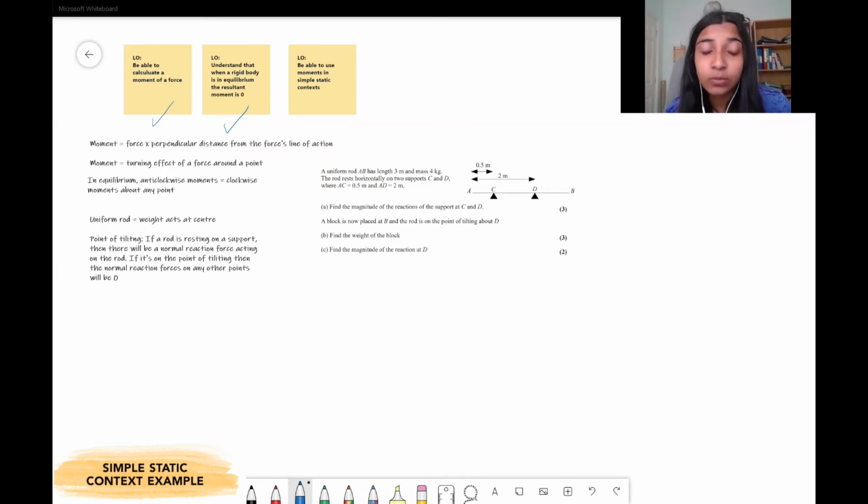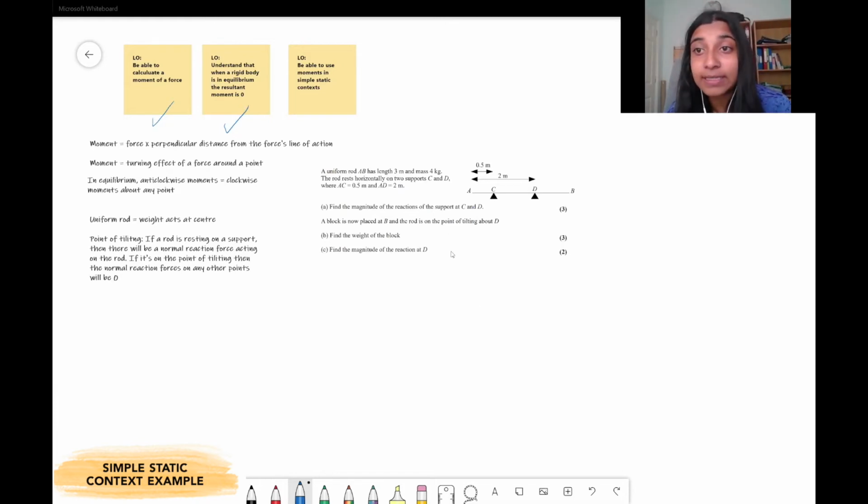And then the next one is point of tilting. Whenever a rod is resting on a support, you'll always have a normal reaction force acting on the rod at the point where it's on your support. But if your rod is at a point of tilting at a specific support, then your normal reactions for your other supports will be 0. You'll only have a normal reaction force for the support that it is tilting on. So let's see how we can apply this to this example question here.